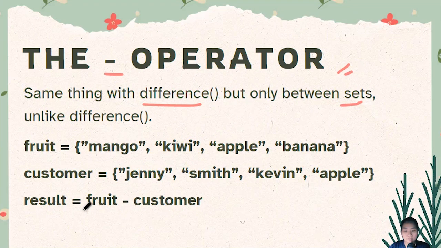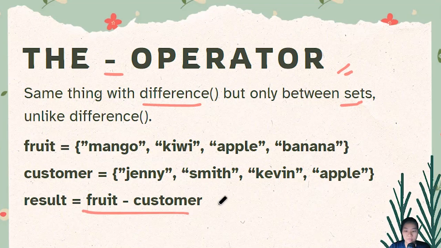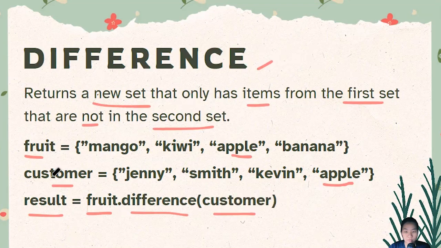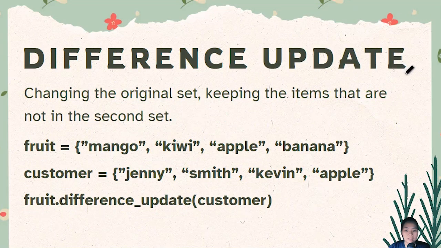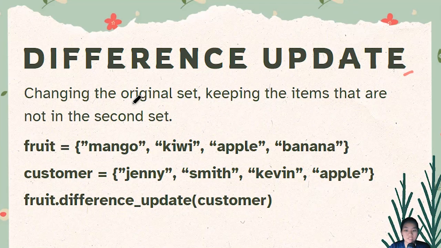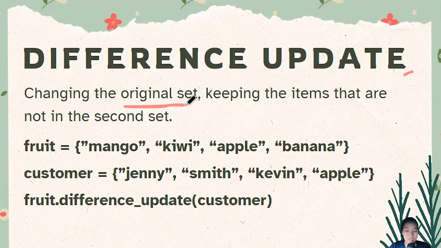And you can simply write it like this: fruit minus customer, or fruit hyphen customer, and you print out the result and it'll be the same as it does with the difference method over here. Now, let's take a look at the difference update method. It changes the original set, so we're working with the set that we have instead of creating another copy or another new set and then changing that. It will keep the items that are not in the second set.